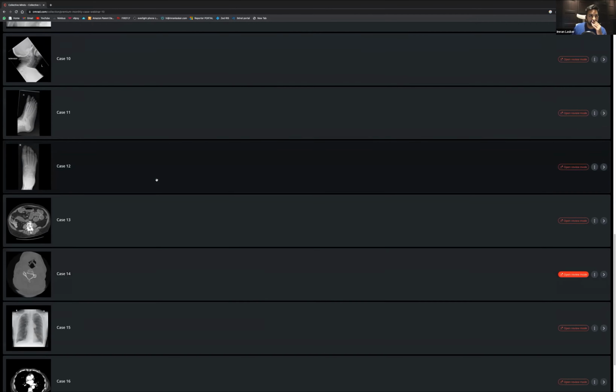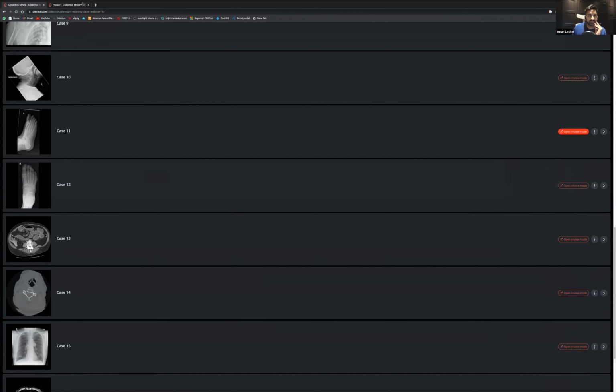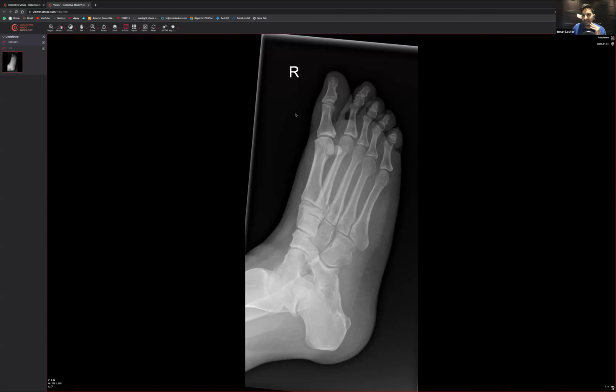Right, so we've done the C-spine. We're doing very well for time today. So let's have a look at this case. This is someone's foot. Right, so let's have a look.